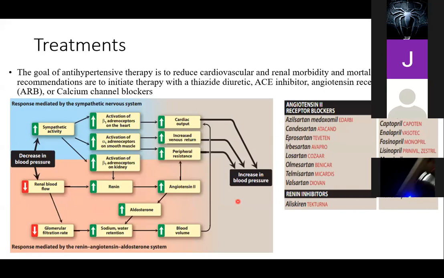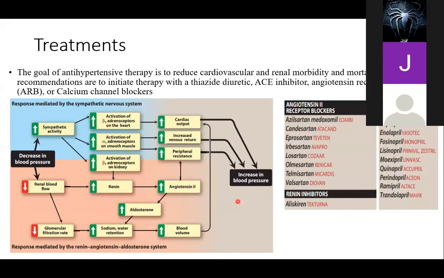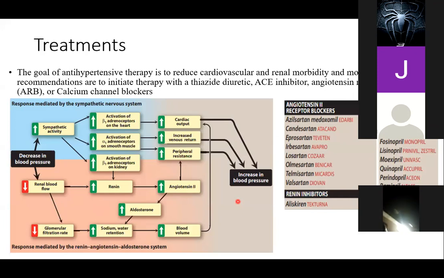some treatments here. So the goal of treatment is to reduce cardiovascular and renal morbidity and mortality. Okay, and current recommendations are to initiate therapy with thiazide diuretics, angiotensin converting enzyme inhibitors, angiotensin receptor blockers, or calcium channel blockers. So these are drugs that are recommended in the treatment of hypertension.